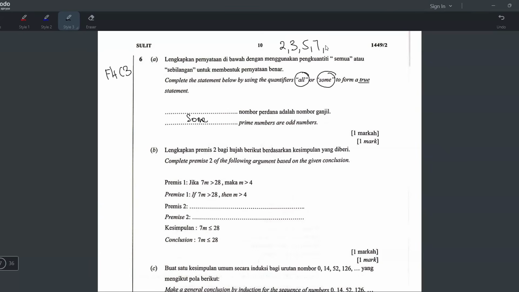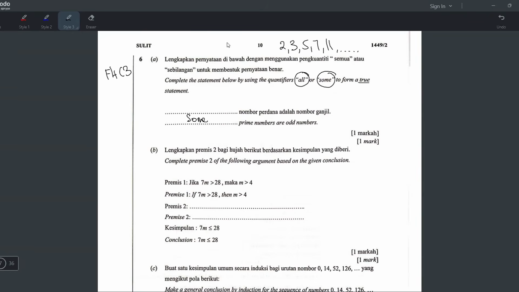Okay. So the next one here will be, okay, 9 tak boleh, sebab boleh bagi 3. 10 tak boleh. 11. Okay, and so on lah. Okay, we don't have to waste too much time. So basically, not all prime numbers are odd numbers. Okay, some. Yeah, there's actually one prime number that is not odd, which is 2.